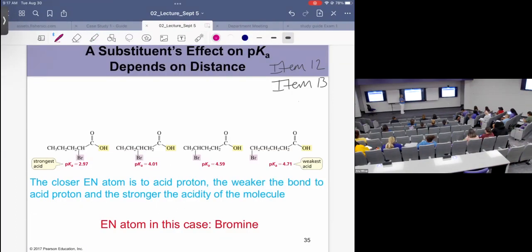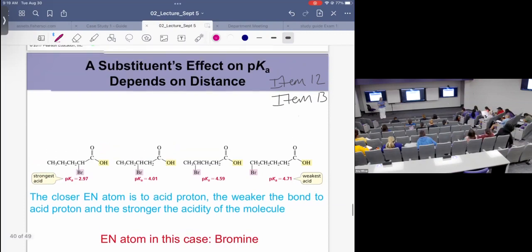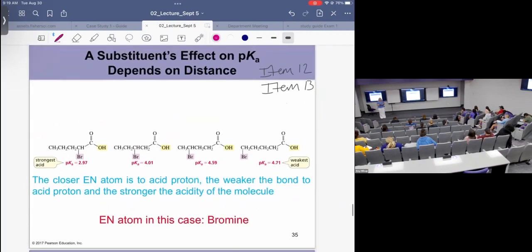And then one other trend: you can compare the same molecule, and instead of changing the number or the identity of the halogen, change the distance the halogen has to the acid proton. What effect do you think distance has? Is electronegativity more effective when it's closer or further away? Closer. Okay. So the closer the more electronegative atom is to the acid, the more acidic the acid, or the lower the pKa. That's the last trend that I have for you.